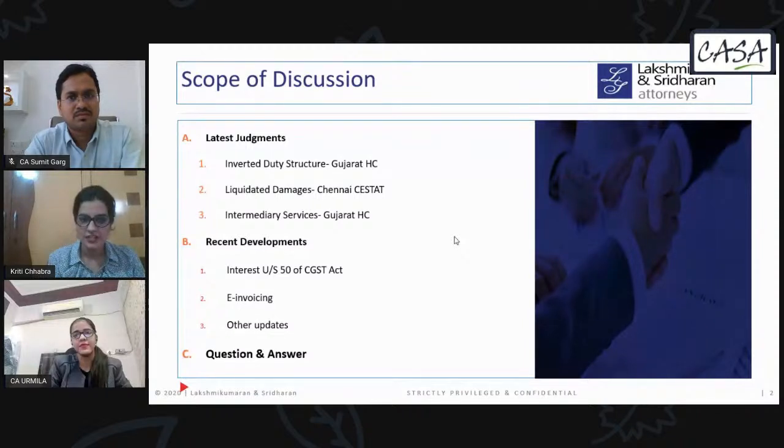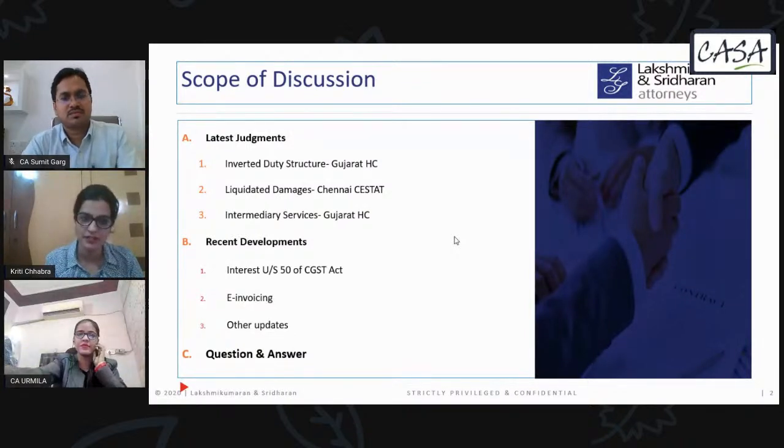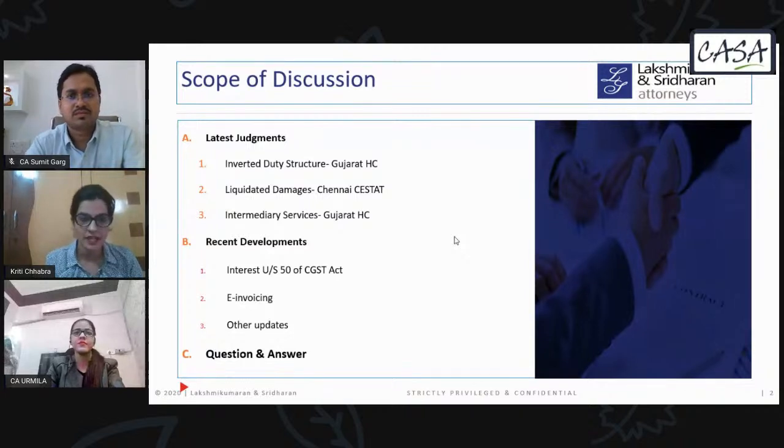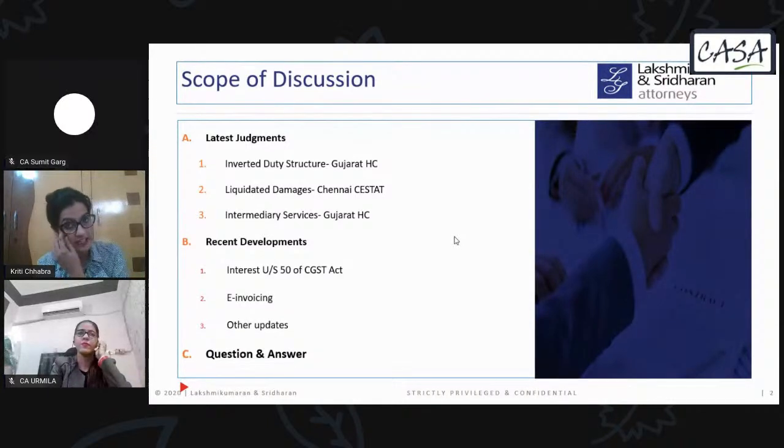Then we'll discuss the judgment of Chennai CESTAT in the case of liquidated damages. Then I'll discuss the Gujarat High Court judgment for intermediary services. After that, I'll discuss certain recent developments: first, the very recent development for interest under Section 50 of the Central Goods and Services Tax Act. After that, the hottest topic these days, e-invoicing. And then certain other updates, and then we can have a question and answer session.